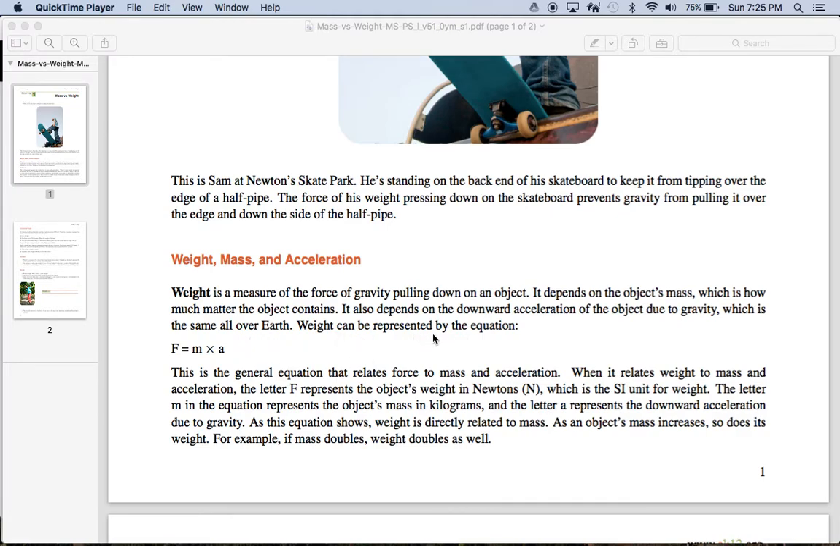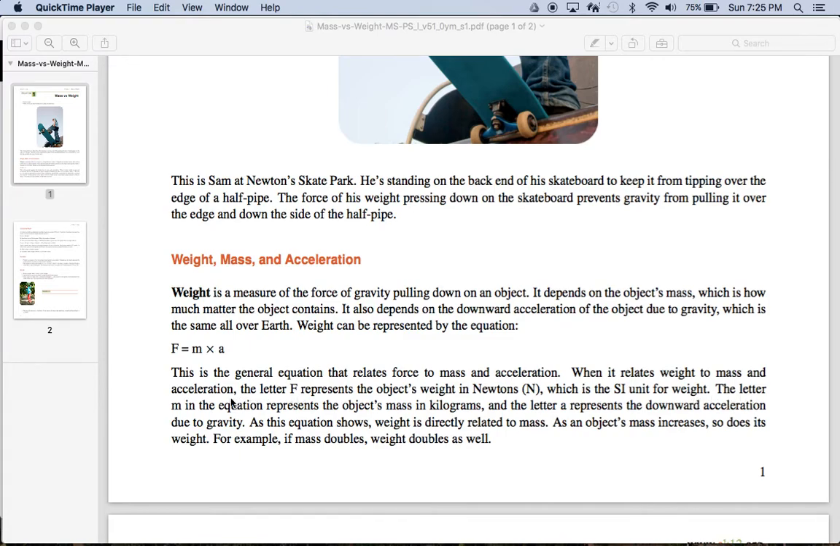Weight can be represented by the equation F equals m times a. This is the general equation that relates force to mass and acceleration. When it relates weight to mass and acceleration, the letter F represents the object's weight in newtons, or N, which is the standard international unit for weight.